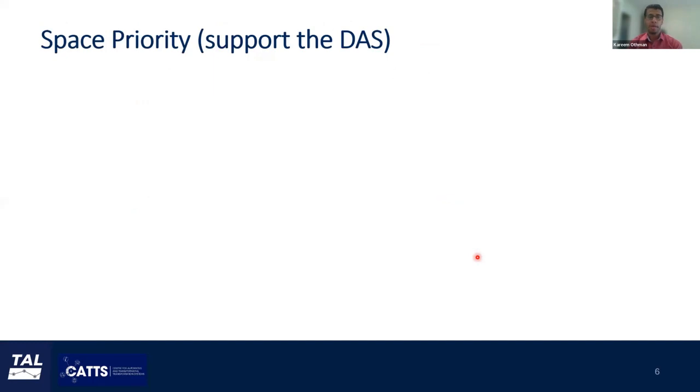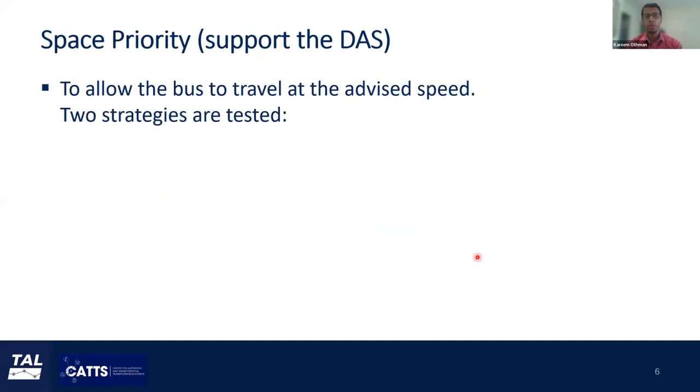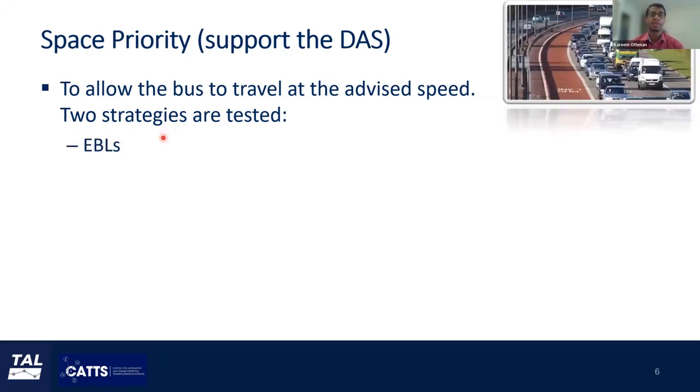And as I have mentioned, we are advising the bus driver with a specific speed. So we need to make sure that the advised speed can be achieved in real life. In order to do that, we need to do some space priority. In this study, we focus on two main space priority strategies. Firstly, we will test our driver advisory system with exclusive bus lanes, the traditional exclusive bus lanes, dedicated to public transit.